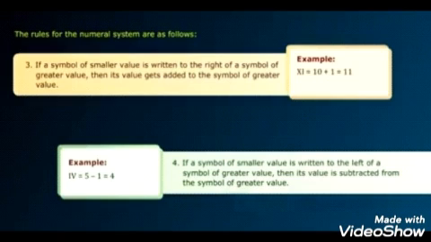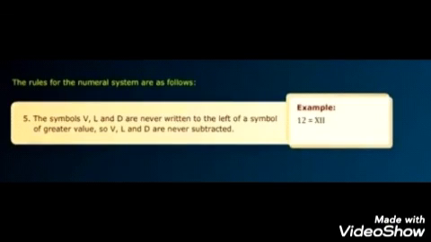Then fourth one, if a symbol of smaller value is written to the left of a symbol of greater value, its value is subtracted from the value of greater symbol. For example, IV is equal to I represents 1, V represents 5, is equal to 5 minus 1 is equal to 4. Then fifth one, the symbols V, L and D are never written to the left of a symbol of greater value. That is, V, L and D are never subtracted.